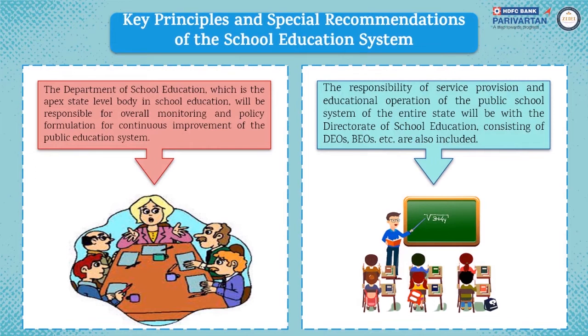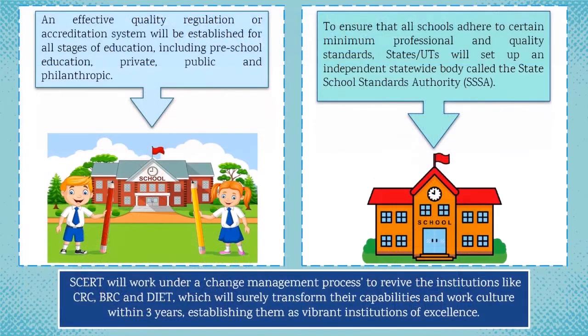Talking about the key principles and special recommendations of the school education system. The Department of School Education, which is the apex state level body in school education, will be responsible for overall monitoring and policy formulation for continuous improvement of the public education system. The responsibility of service provision and educational operations of the public school system will be under the Directorate of School Education, which will consist of the DEOs, BEOs, etc.